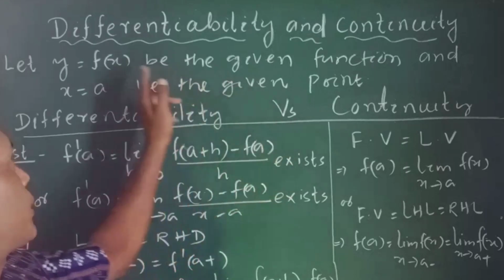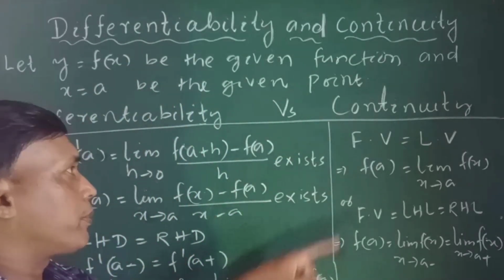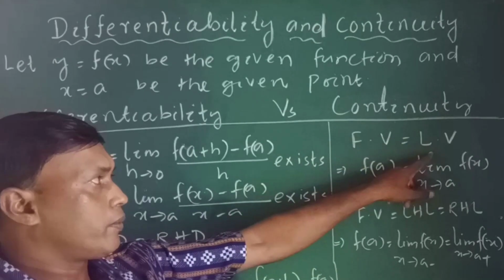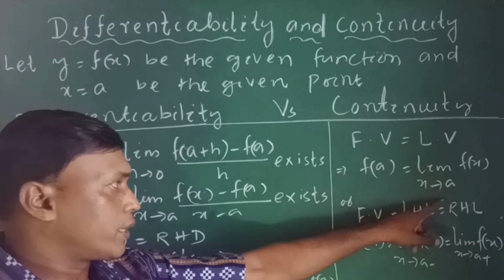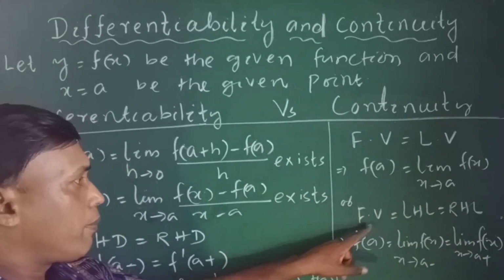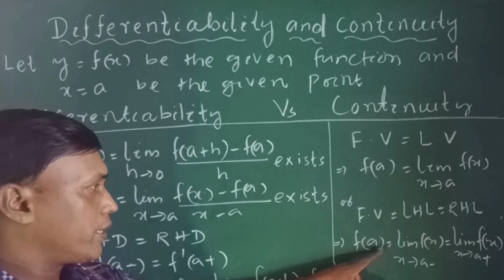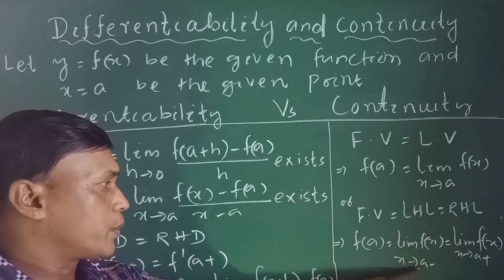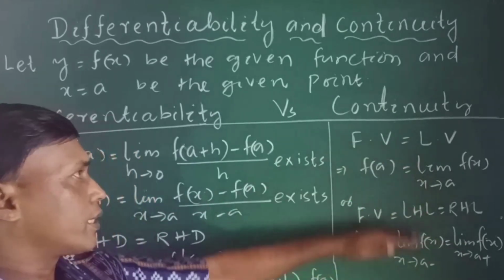So a function f of x at x is equal to a will be continuous if functional value is equal to limiting value. That is f of a is equal to limit of f of x as x tends to a, or functional value is equal to left hand limit is equal to right hand limit, which implies f of a is equal to limit of f of x as x tends to a minus is equal to limit of f of x as x tends to a plus. This is the condition for continuity.